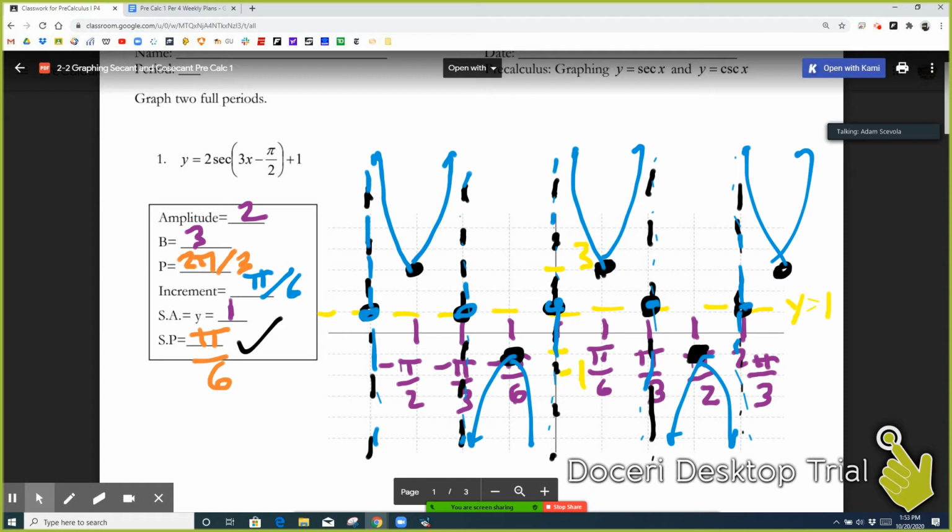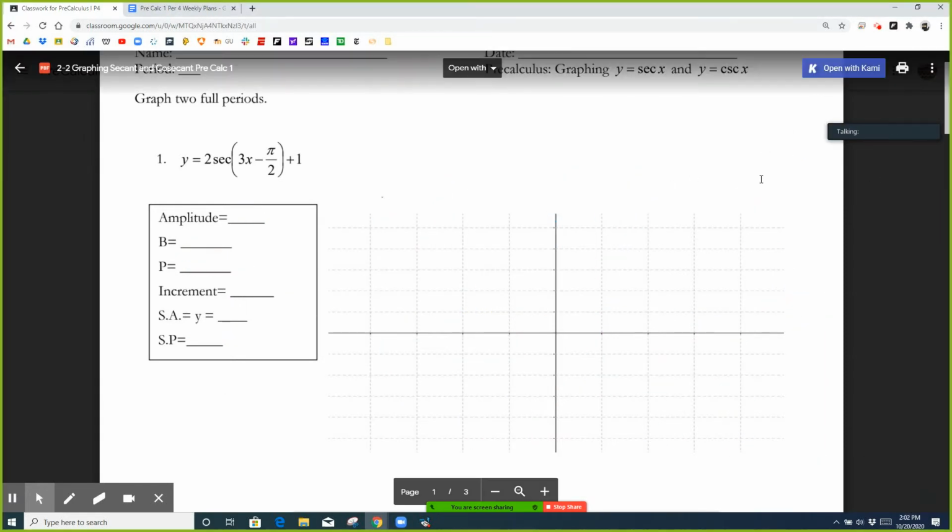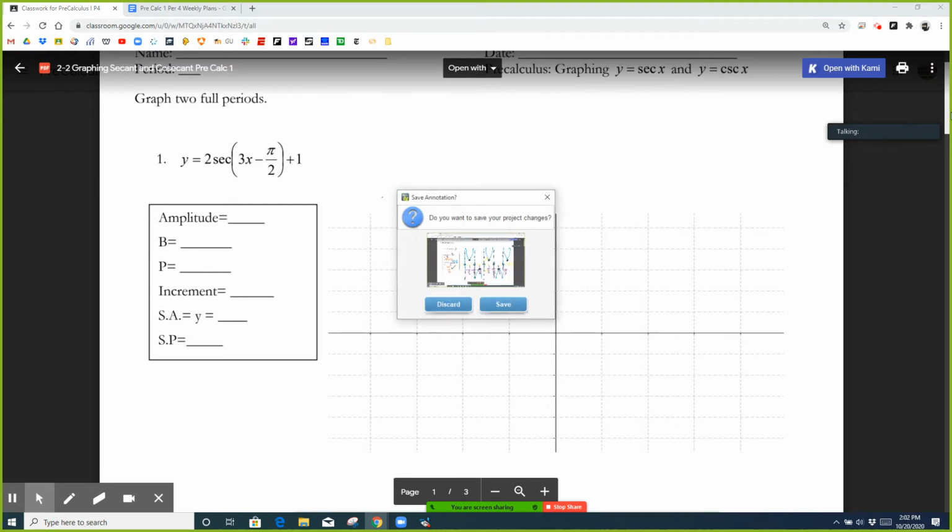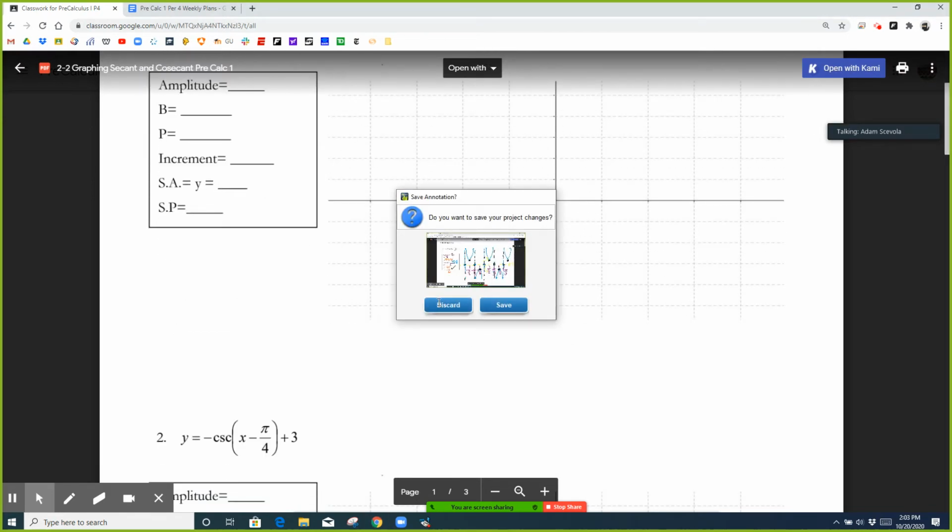All right, so before we go on to the next example, which would be a cosecant, does anyone have any questions? All right, no questions. So let's try the next one.